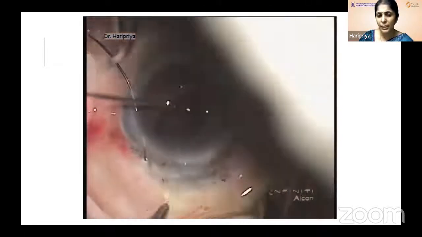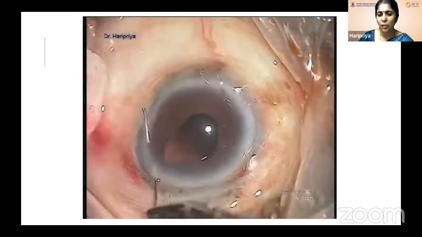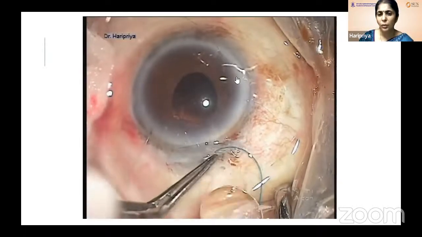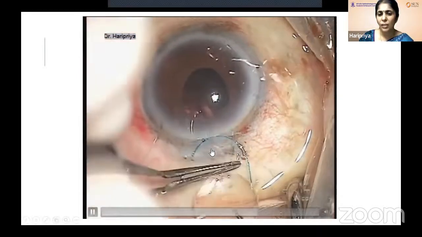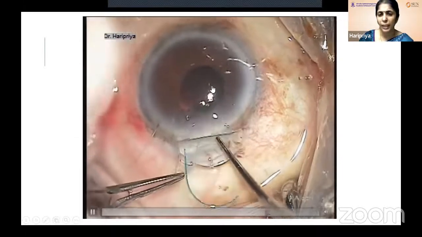I make 2 bites exactly opposite, each bite about 2 millimeters long, and retract the loop from below the iris, bring it out through the main tunnel, and have this looped at least twice over the leading haptic. So the right loop goes around the leading haptic.